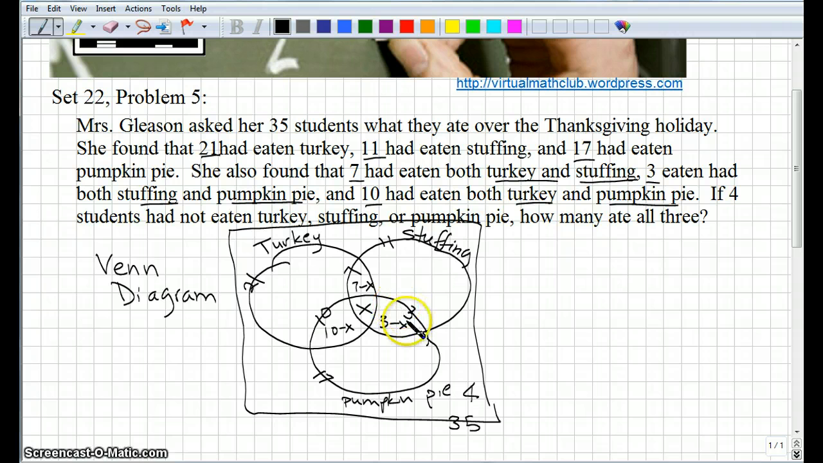So let's keep going. We know we have an 11 in this region that ate stuffing. And if we subtract out these 3 regions, we'll get the kids who only ate stuffing and not turkey and not pumpkin pie. All right, so we'd have 11 minus the whole quantity 7 minus x, minus x, minus the quantity 3 minus x, okay?